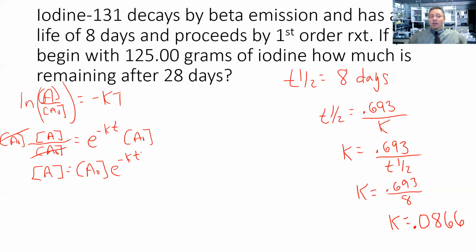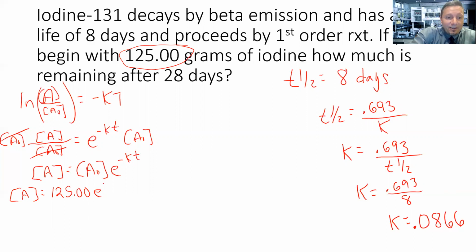Now I can get some things done and I can actually solve this and know how much is going to be remaining at the end of 28 days. All right, and that's what my time is. My time is the number of days. So I'm going to plug this in now. So my final concentration is going to equal my concentration original. It tells me it right here. So I'm going to go 125.00. And then it's going to be multiplied by e.